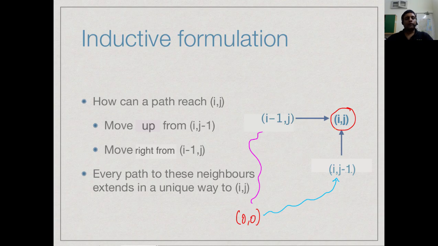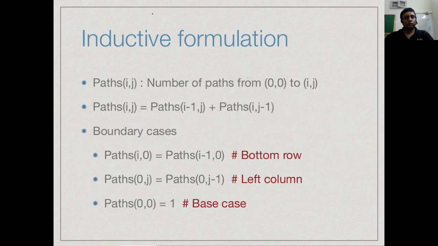So therefore, I get an inductive formulation as follows. Let's write paths(i,j) to denote the number of paths from 0,0 to the current point i,j. So what we have just seen from our inductive analysis of the problem is that if we are at i,j, then the paths come from the left or from below. So the paths to i,j are the sum of the paths to i minus 1,j and the paths to i,j minus 1. So there are of course some boundary conditions.